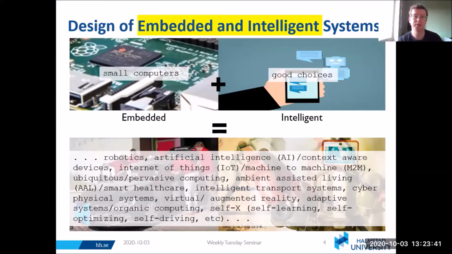And when you combine these two elements, these two parts, then you get a large number of different areas like robotics and AI and Internet of Things. So can you think of this course as basically a robotics course? Yes, for sure. It's like an extended version maybe of robotics with some generalized computer science thrown in.